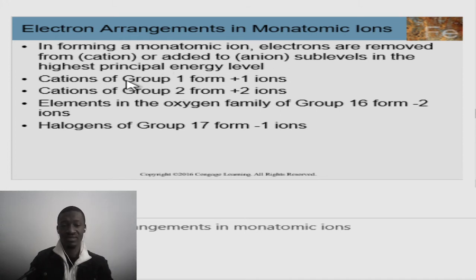So cations of group 1 form +1 ions. Cations of group 2, like that. The same thing with the s and the p and all of those things we talked about. So elements of the oxygen family in group 16 form -2 ions, then halogens form -1 ions. So it's very hands-on and practical.